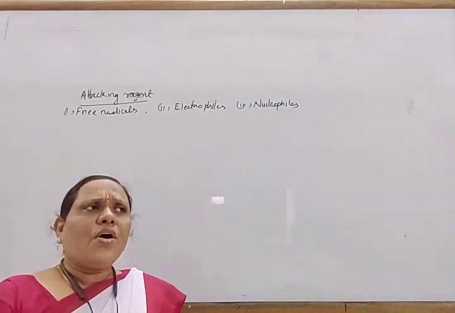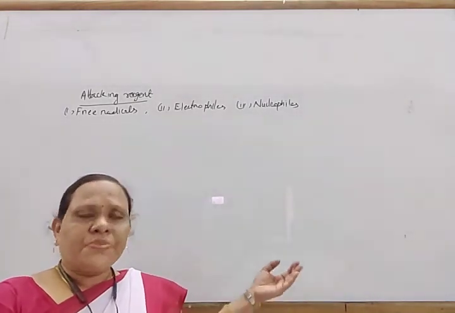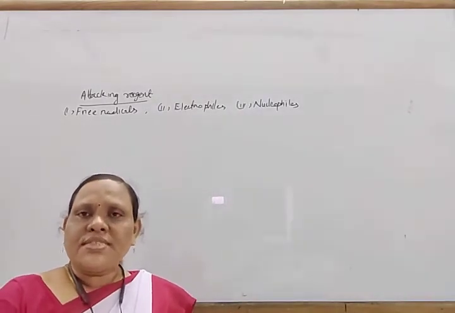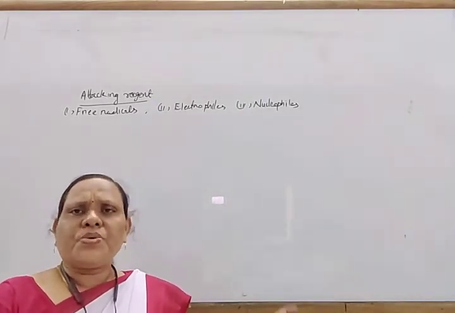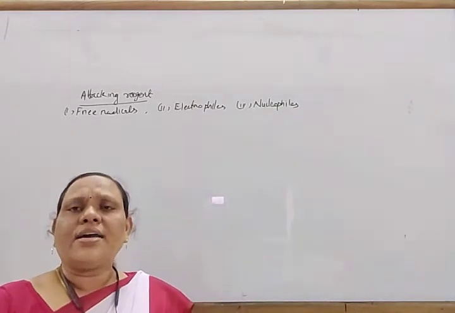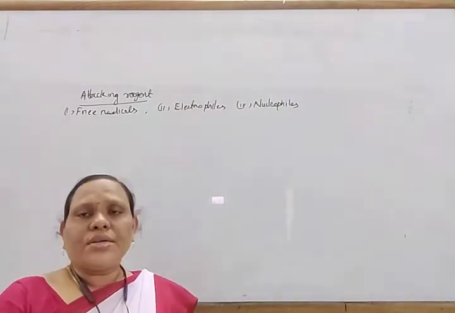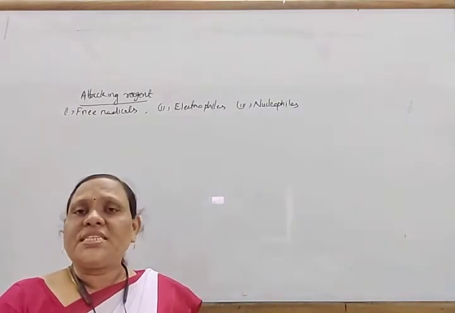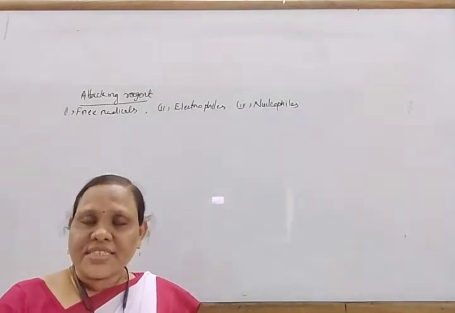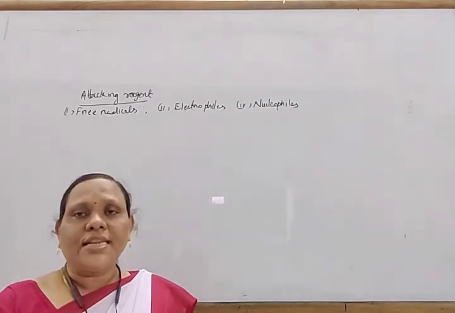That is, all cations such as H plus ion, NO2 plus ion, Cl plus ion, Ca2 plus, Na plus, all cations are electrophiles, as well as all neutral molecules that are electron deficient, that is BF3, AlCl3, FeCl3. These are known as electrophiles.